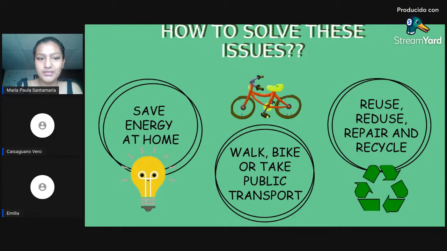Well, the first question through the chat is made by Emilia, and she asks, "Is it better to start using electric cars?" Well, for me, I think yes, because electric cars don't cause smoke that affects the atmosphere. So I think yes, it's better to start using electric cars.